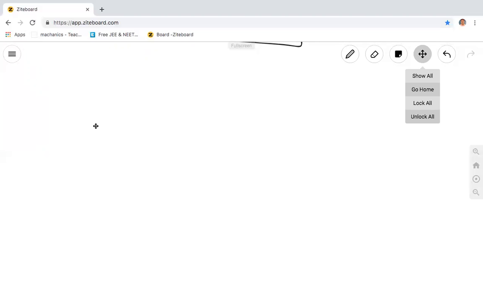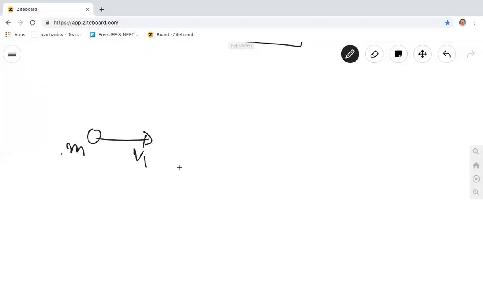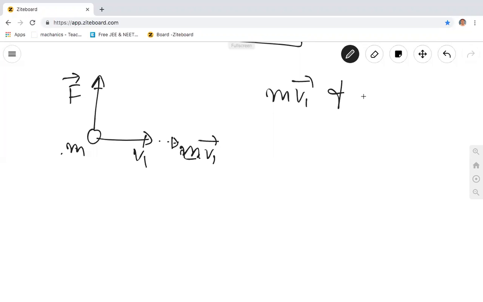So here I will again explain what the second law is. Suppose there's a particle with mass m, moving with velocity v1, and you apply a force in this direction. It has momentum mv1, mass times velocity. Because of this force, what will happen to the particle? It will change its momentum, right? So the initial momentum was mv1. What will be the final momentum?